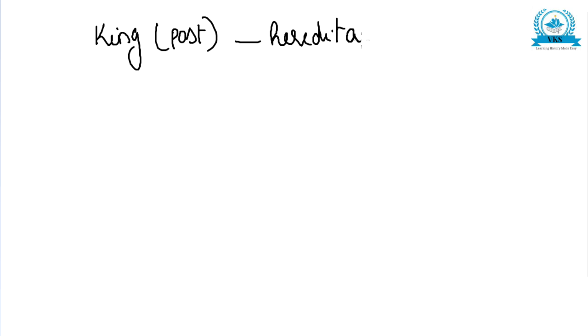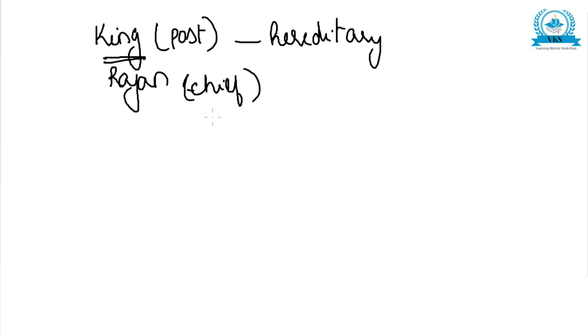And it seems that in the Rig Vedic period, the king's post became hereditary. However, the Rajan was a kind of tribal chief, as we have already discussed. He did not exercise unlimited power, and had to reckon with the tribal organization.